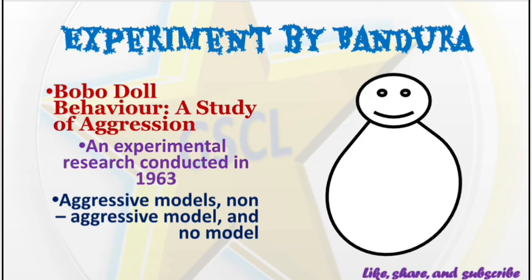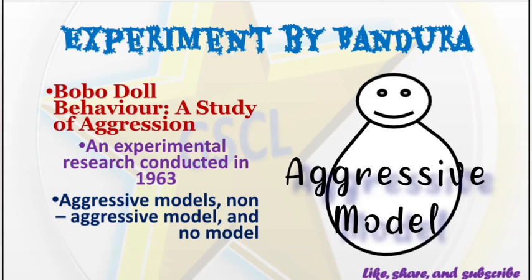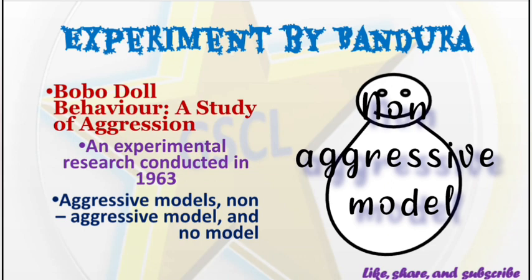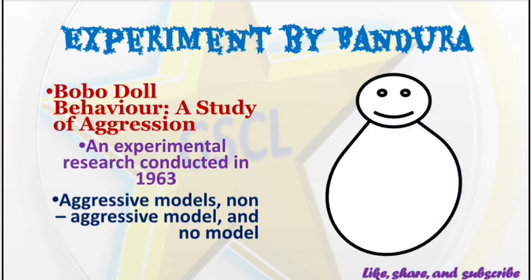Children were divided into 3 groups. First group observed the aggressive model, who would hit the Bobo doll and used bad language towards it. The second group observed non-aggressive model. And the third group was a control group who had no such models to observe.